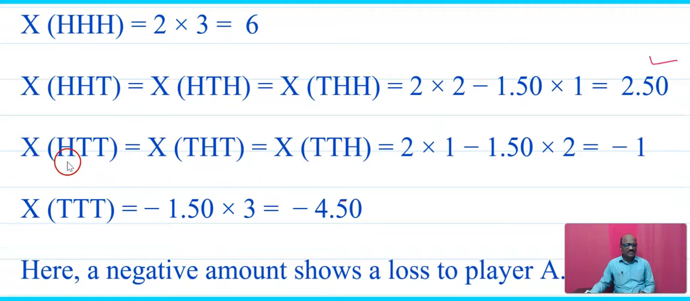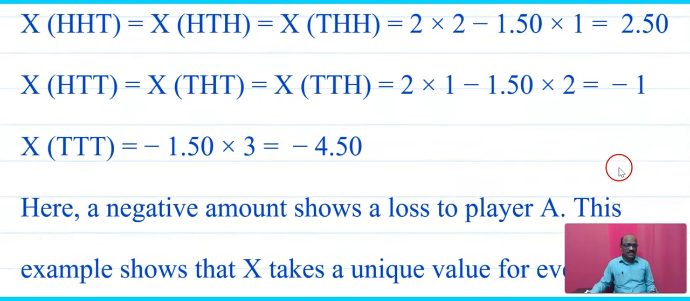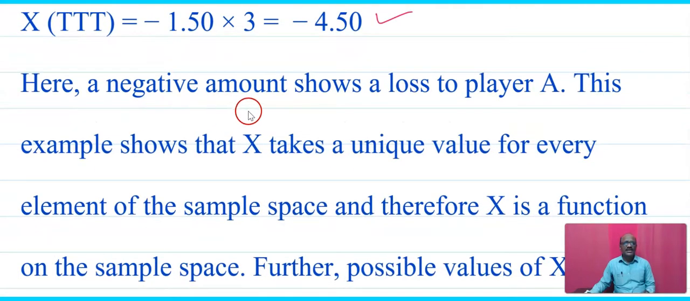And next is HTT. Therefore A will get 2 into 1, and the loss is again 1.5 into 2. That is equal to minus 1. And last is TTT. Then minus 1.5 into 3, so the loss is minus 4.5. Here a negative amount shows a loss to the player A.